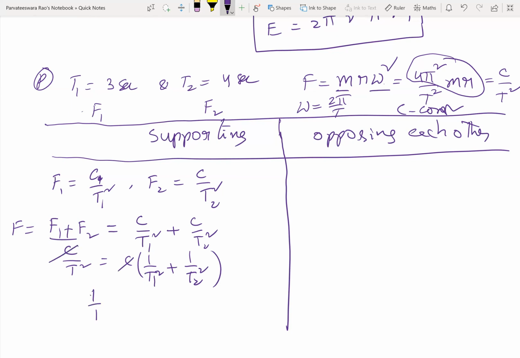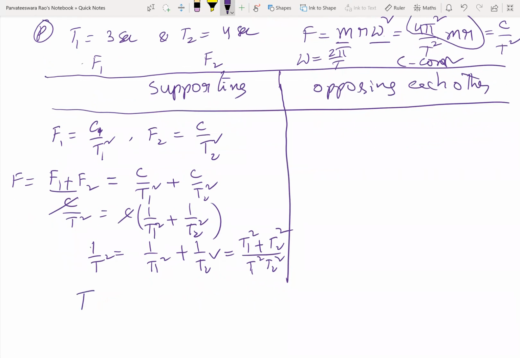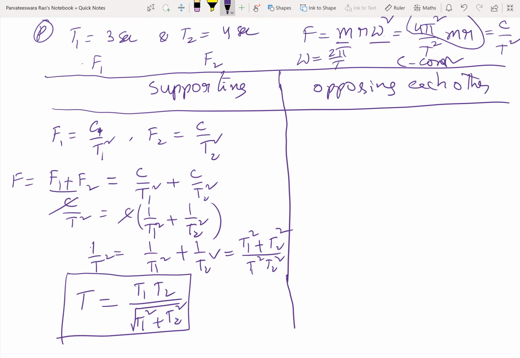Therefore, you are getting 1 by T square is equal to 1 by T1 square plus 1 by T2 square. So if you take LCM, T1 square plus T2 square by T1 square T2 square. Therefore, the effective time period when both the forces are acting, supporting each other, is T1 T2 by root of T1 square plus T2 square. This standard formula you have to remember.